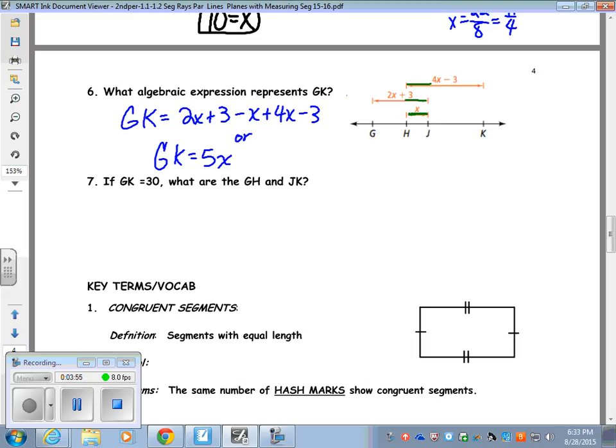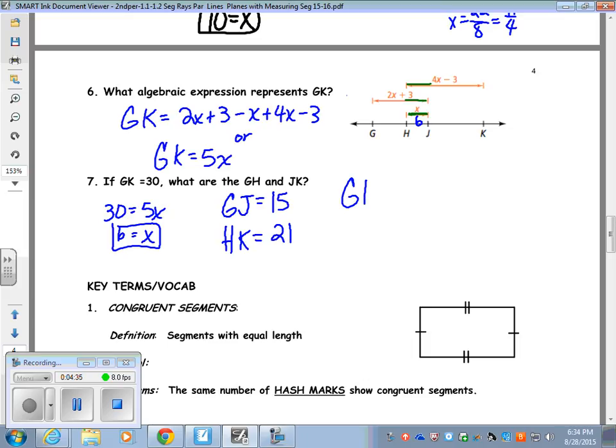So they want us to find GH and JK. Well, since I know GK is 30, then 30 is going to equal my 5x, and I see x is 6. And I can plug that value back into our measurements here. So I can do 2 times 6 plus 3, so we know that GJ is 15, and then I can plug it in for HK as well, 4x minus 3, that would be 24 minus 3, which is 21, okay?